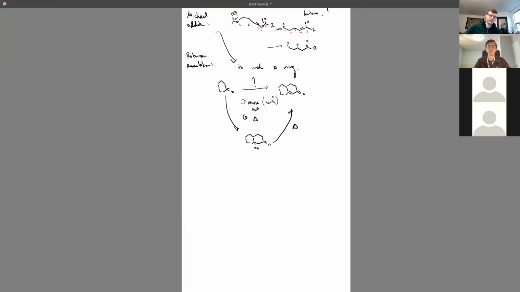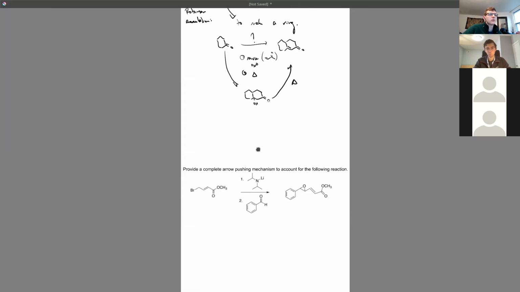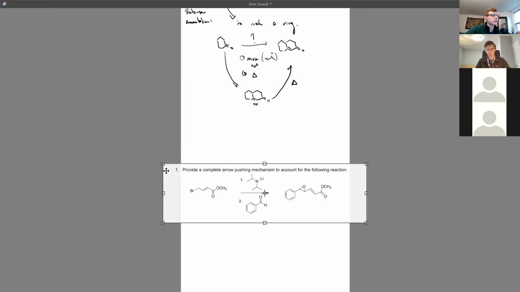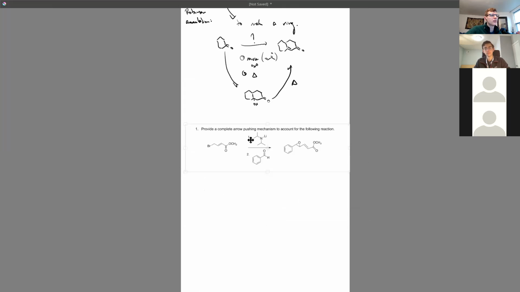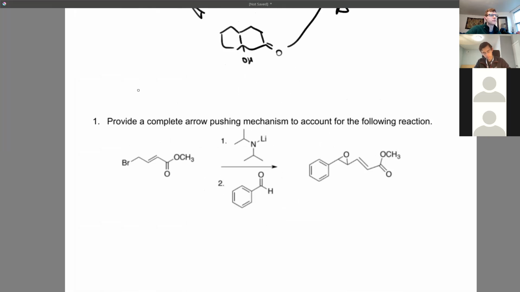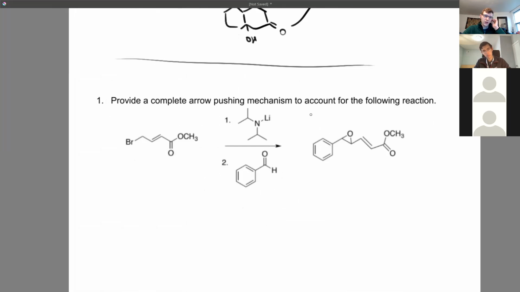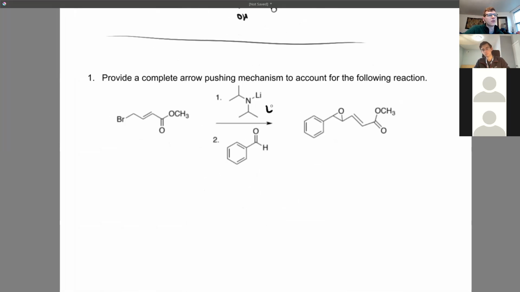Okay. How about we get some questions. So here's one. Make it a bit smaller so that we can see it. Okay. The question is to give an arrow pushing mechanism for this reaction, and there's some really complicated stuff here, right? So here we have LDA, and then here we have benzaldehyde being added.